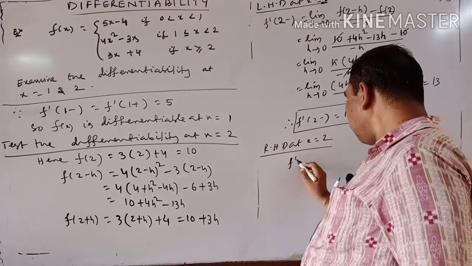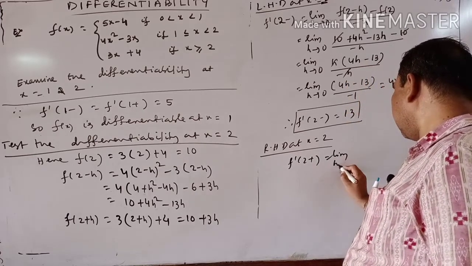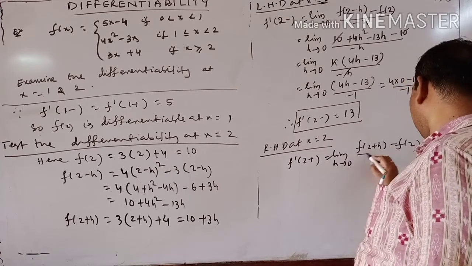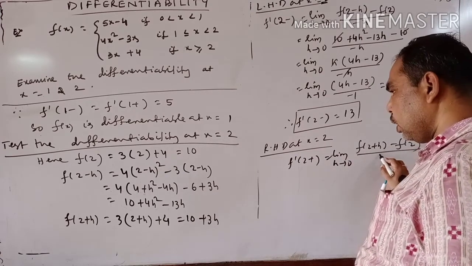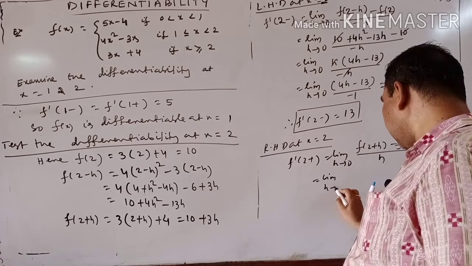Use the formula: f dash 2 plus is equal to limit h tends to 0 of f of 2 plus h minus f of 2, divided by h.